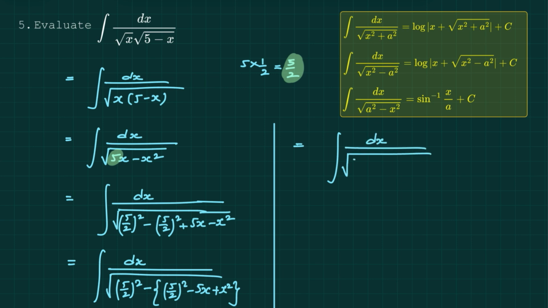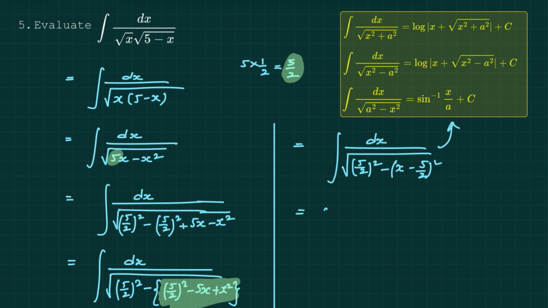This equals the integration of dx over the square root of (5 over 2) whole square minus, this can be written as a minus b whole square. So either you can write (5 by 2 minus x) whole square or (x minus 5 by 2) whole square, but I prefer to write x first minus (5 by 2) whole square. Now again this is in the form of this third formula.